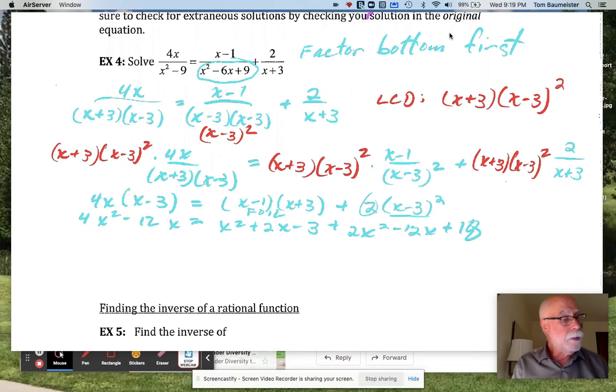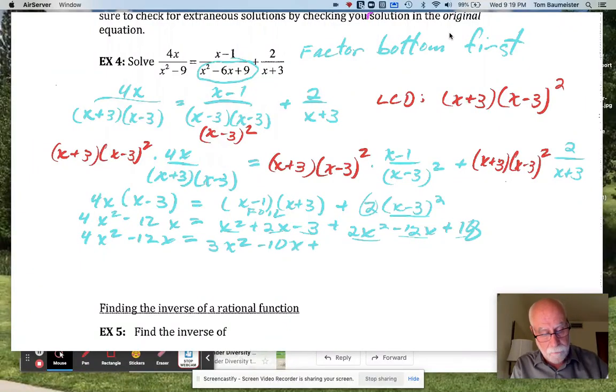All right, so let's see here. Now, what am I going to do? Why don't we just go ahead and simplify the one side first? And if I do that, 2x squared and an x squared, so that'll be 3x squared. Let's see, I have 2x minus 12x, which would give us a negative 10x. And then I have a negative 3 and an 18, which would give us a positive 15.